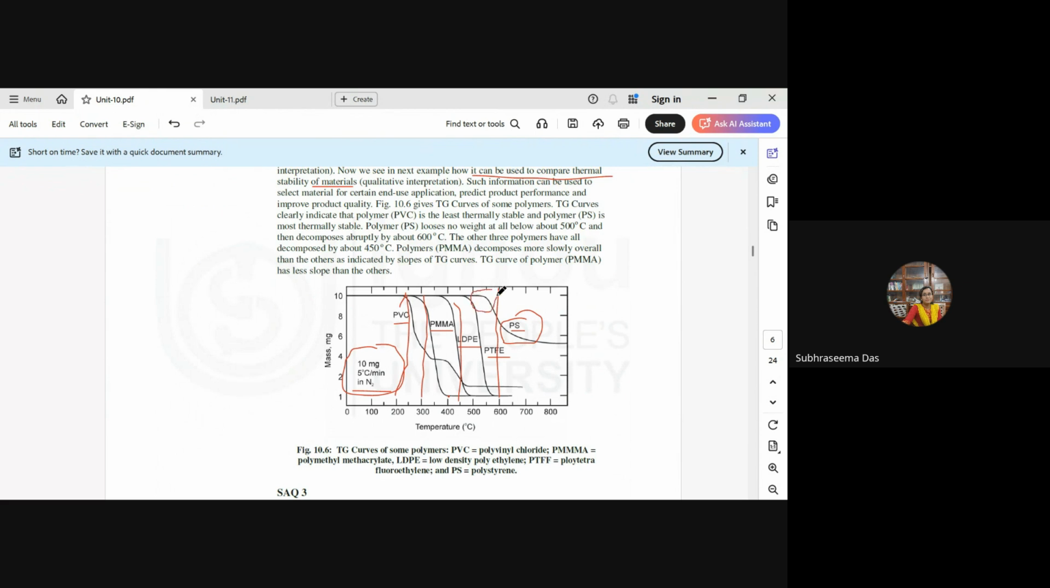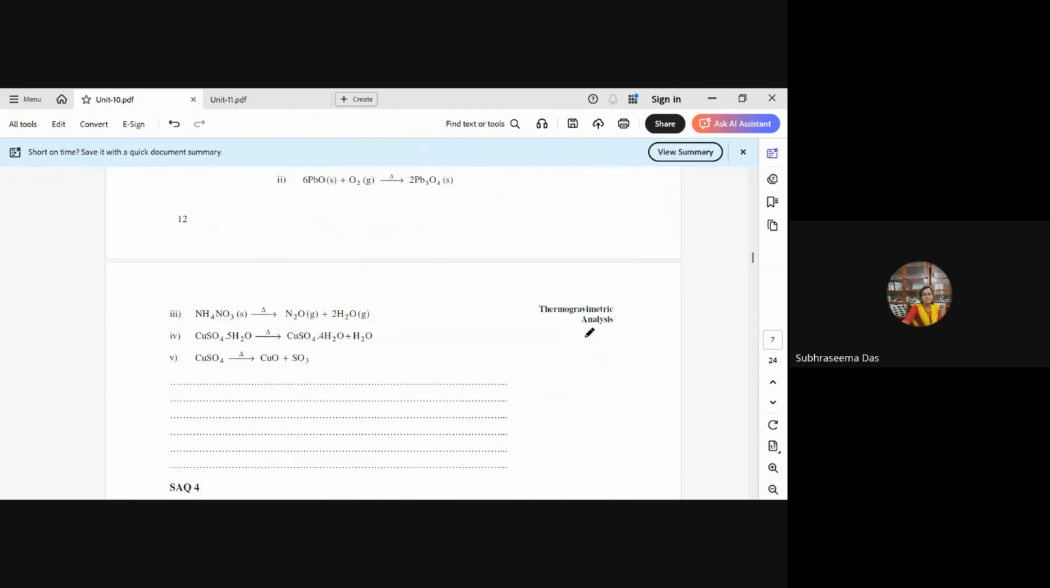And this shows that among all the polymers, the PS, that is polystyrene, is the most stable polymer, with stability going almost to around 600 degrees centigrade. So this is how we compare the thermal stability of different polymers.